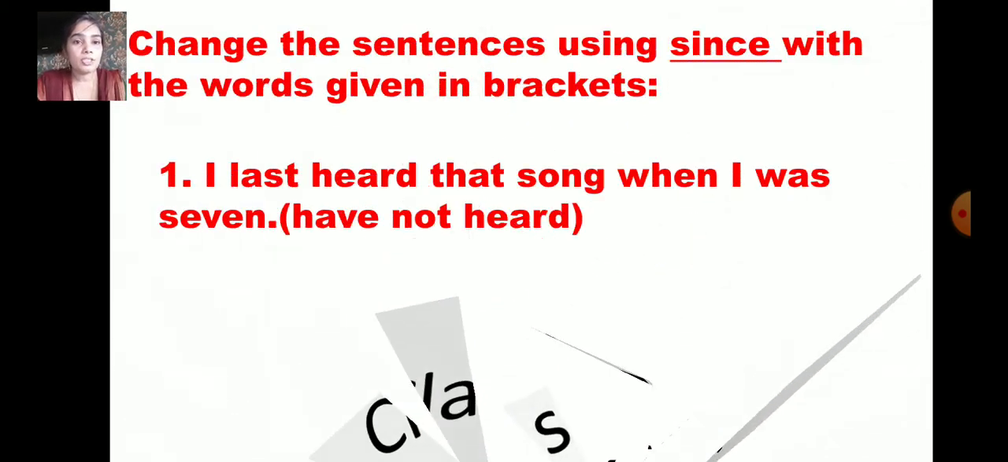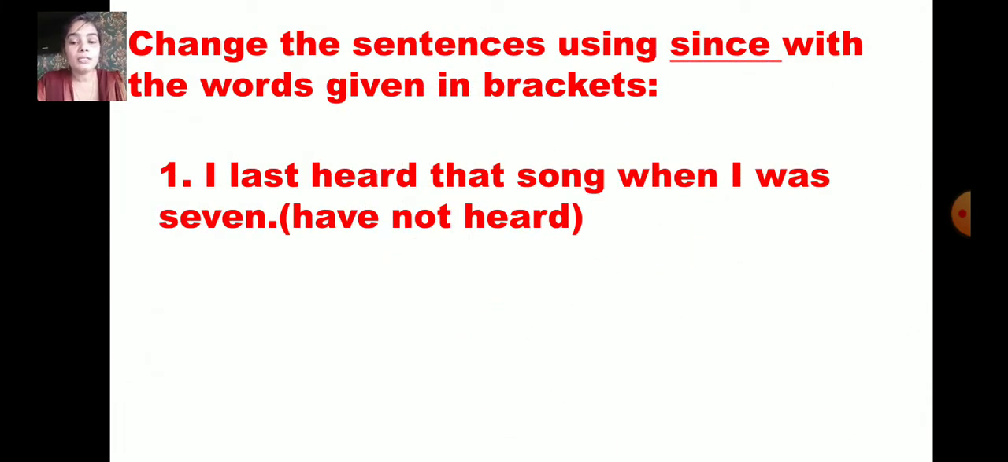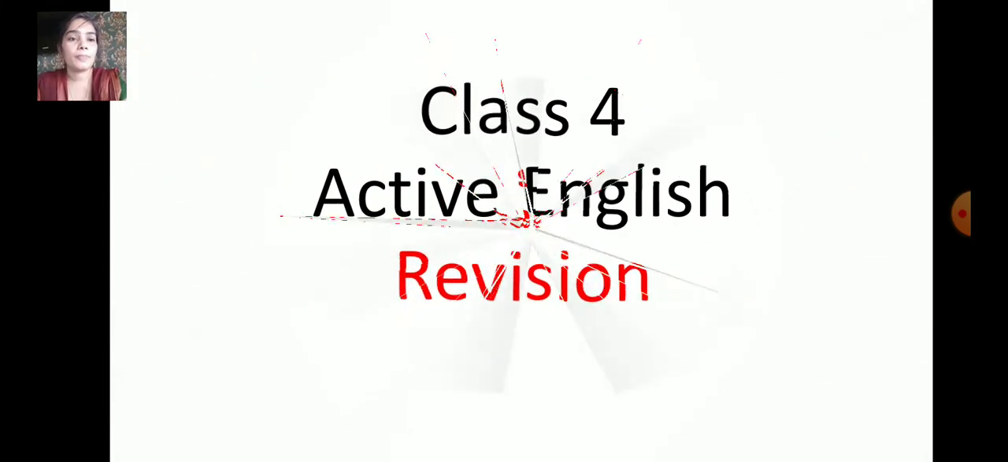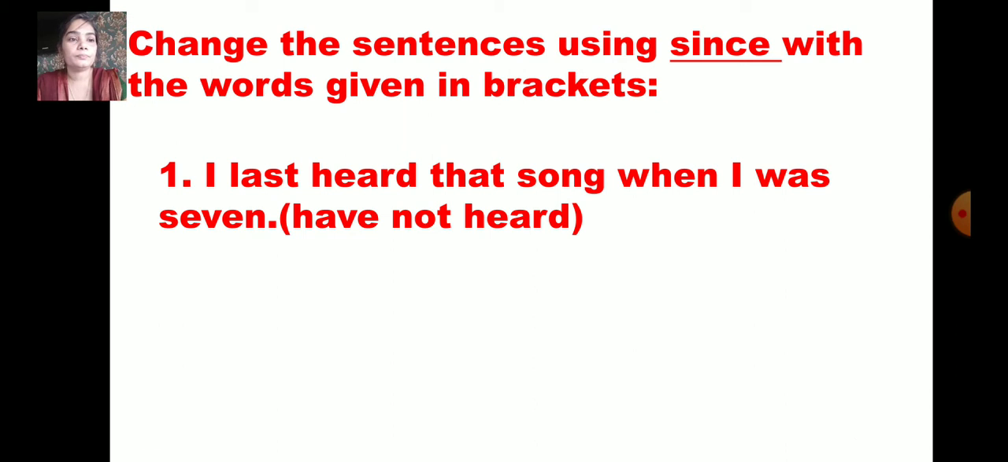Since chapters 2 and 3 are very easy, here I've given all the chapters with mixed questions. So I'm not going to go in order. You should remember all the answers. What is the first question? Our first question is change the sentences using since.